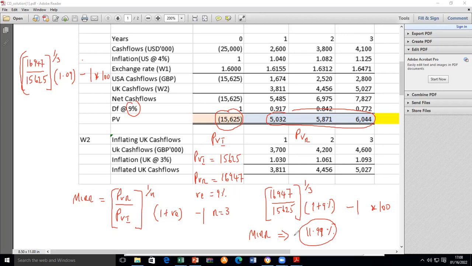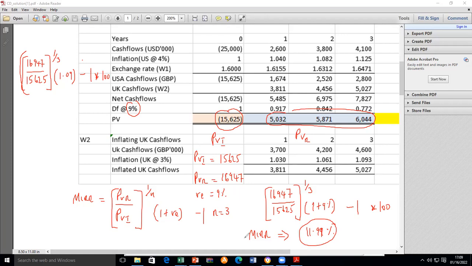So those were our 3 items for this afternoon. I wanted to make sure that we are happy with the estimation of forward rates. Wanted you also to see how the concept of duration applies to investment appraisal and also the concept of modified internal rate of return.